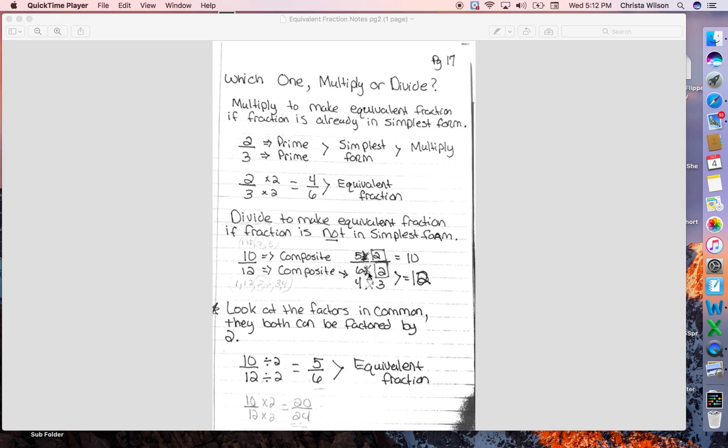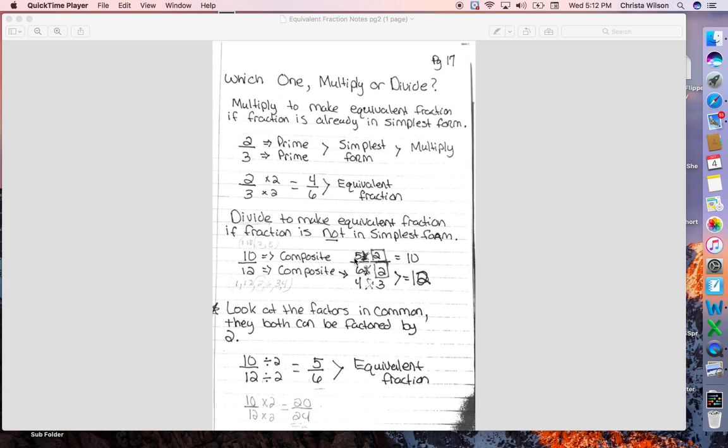And this is a division sign. It doesn't look real great, but it's a division. Actually, that's multiplication. But we can divide both of these by 2. Okay, so here's our problem, 10/12. If we divide the 10 by 2 and the 12 by 2, we end up with the fraction 5/6, which is in its simplest form.